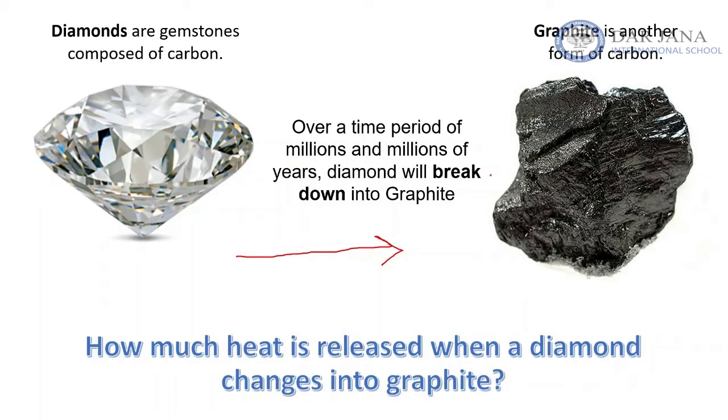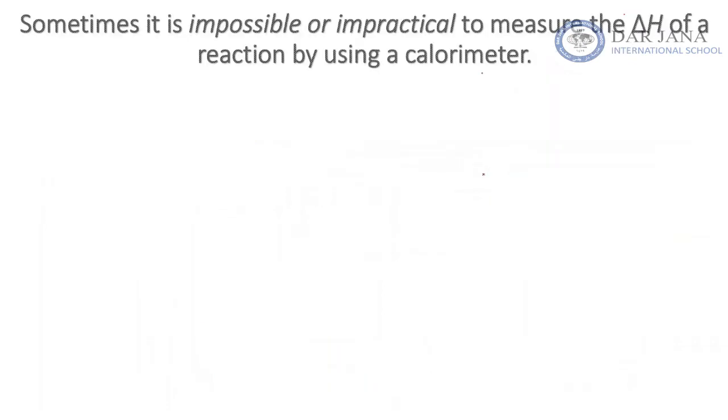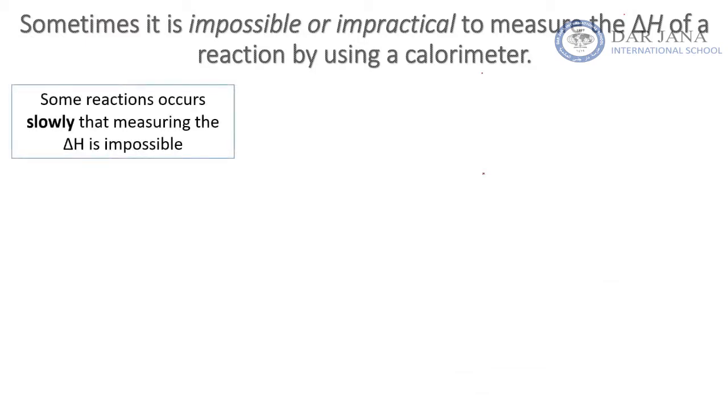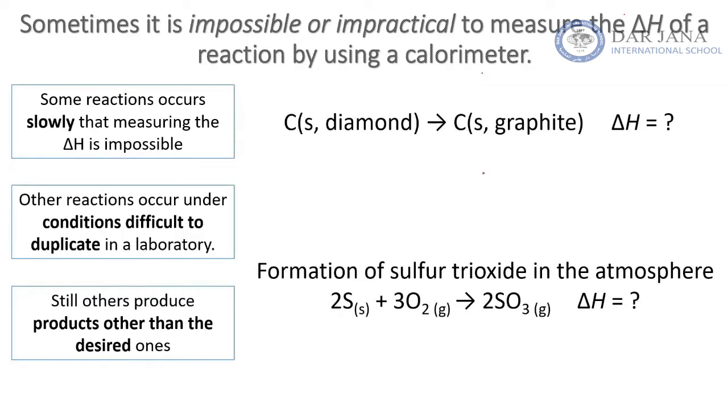Can we measure this amount of heat using a calorimeter? The answer simply will be no, we can't. Sometimes it's either impossible or impractical to measure the delta H of a reaction by using a calorimeter, for many reasons. Some reactions, as we said, occur slowly, like converting diamond into graphite.